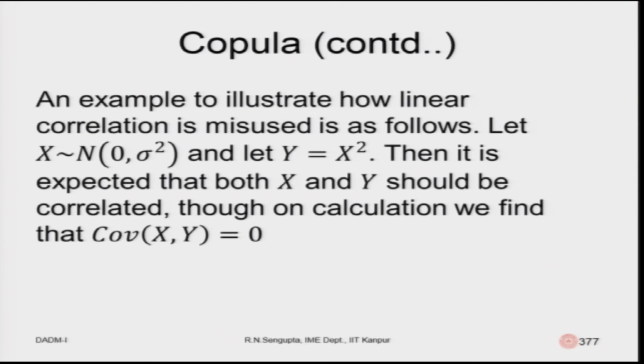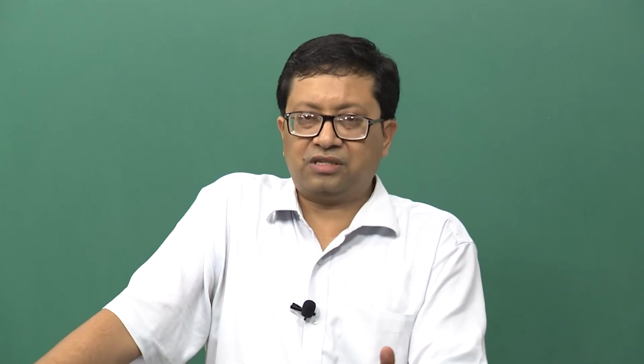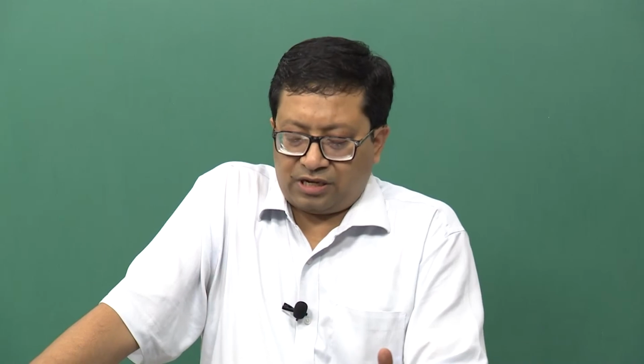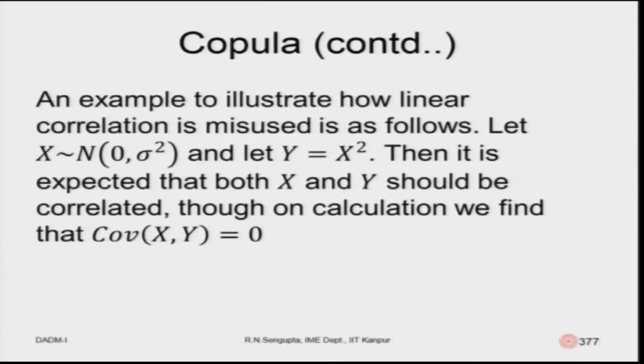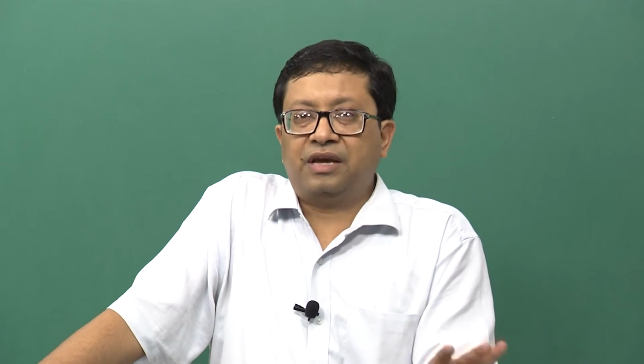Let us consider x is normally distributed with 0 mean and sigma square as variance, and let us find out a random variable y which is the square of x, such that y is equal to x square. Then it is expected that x and y should be correlated, but if we try to actually find out the covariance between x and y, it will come out to be 0, which means that the information we are trying to get using the covariance or the correlation coefficient would not portray the relationship between x and y.